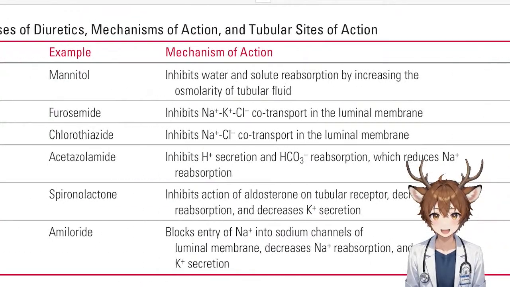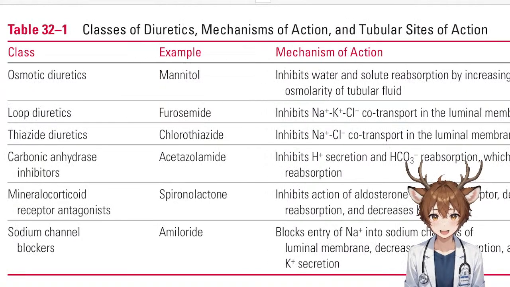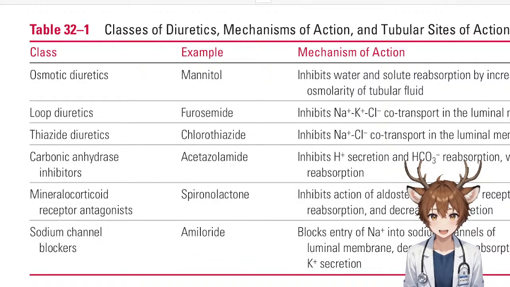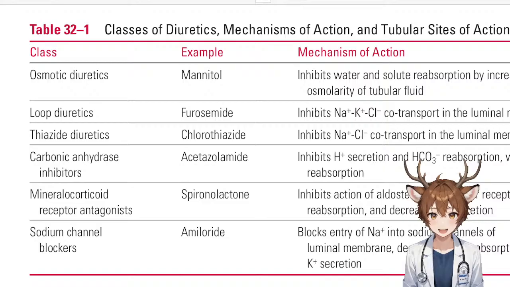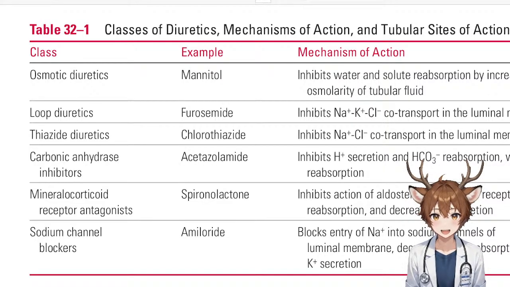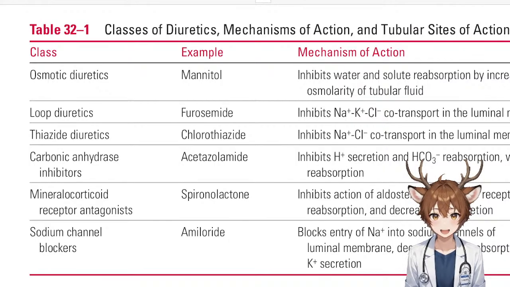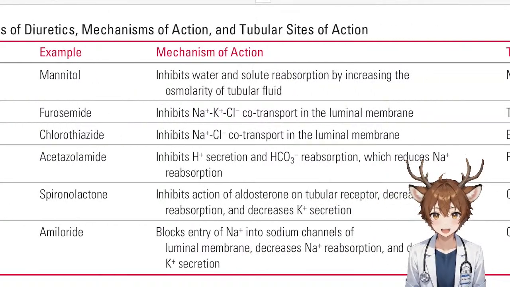So this is the table right here. It says classes of diuretics, mechanism of action, tubular sites of action. So this is going back to the diuretic section. So you can see osmotic diuretics like mannitol, loop diuretics like furosemide, thiazide diuretics, chlorothiazide, carbonic anhydrase inhibitors, like acetazolamide, for example, mineralocorticoid receptor antagonists, so that'd be like spironolactone. So we're working with the hormonal system, counteracting the effects of mineralocorticoids. And also the sodium channel blockers like amiloride.